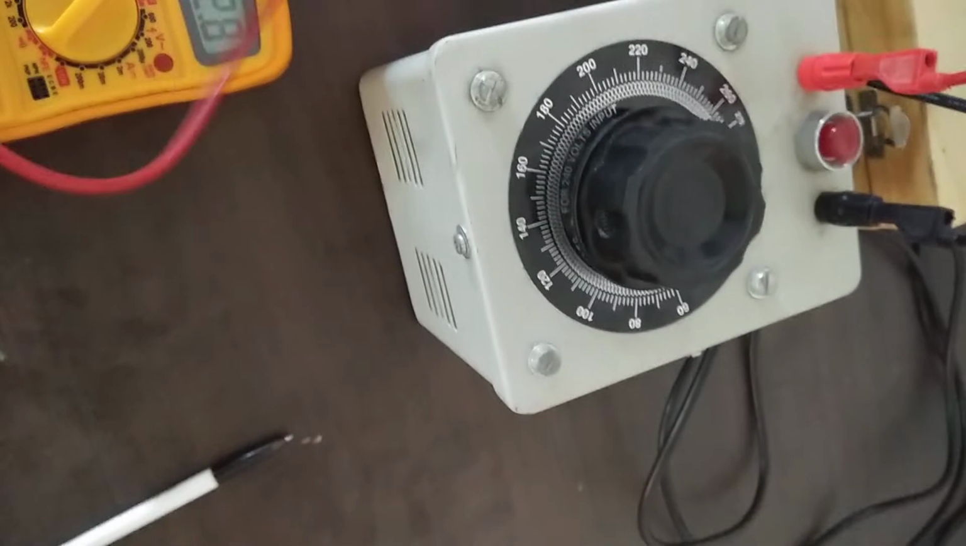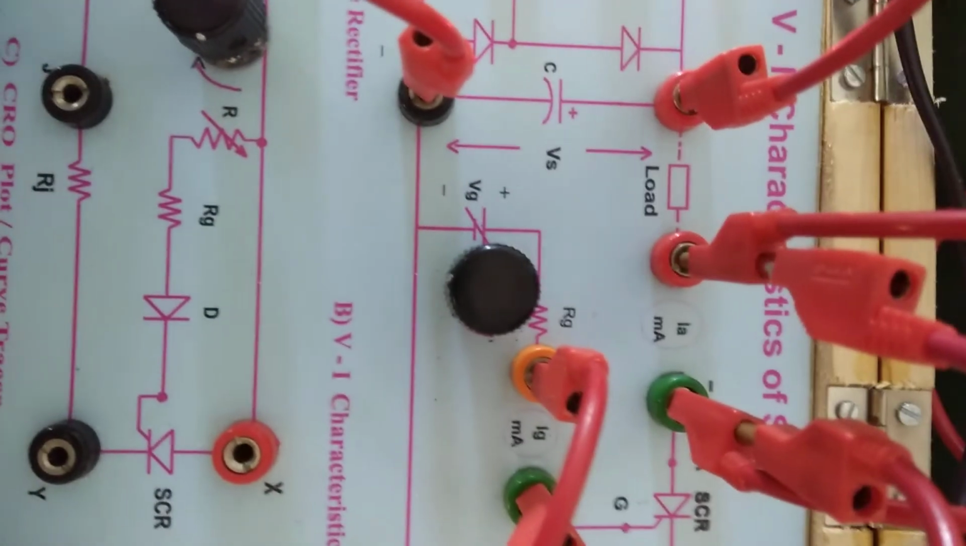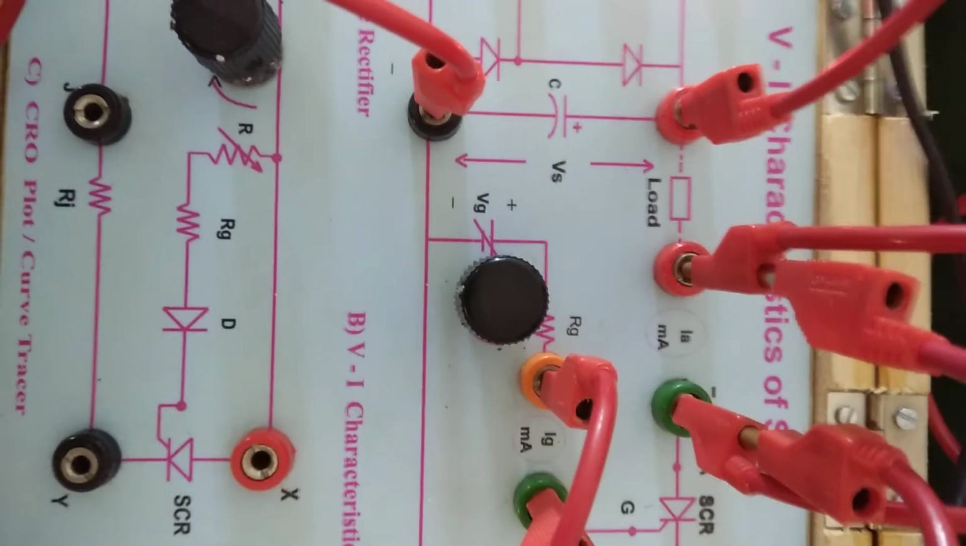So in this way, I can measure the value of VAK. VAK means anode to cathode voltage. IA means anode current. I can measure the voltage and current between anode to cathode as well as the anode current, and plot these characteristics for SCR. Thank you.